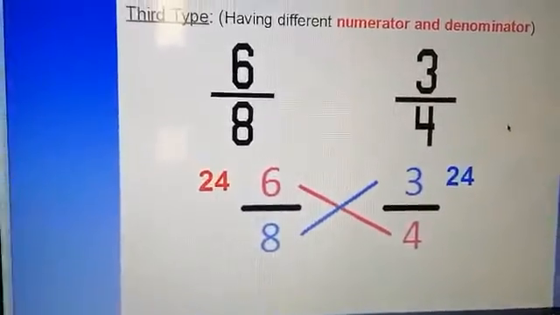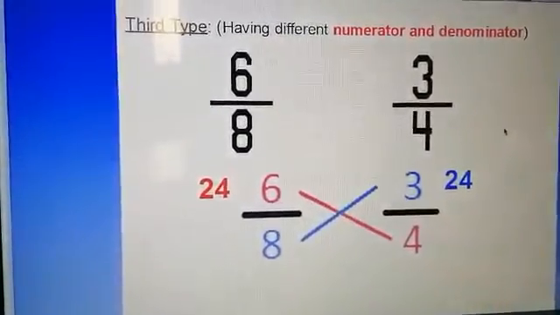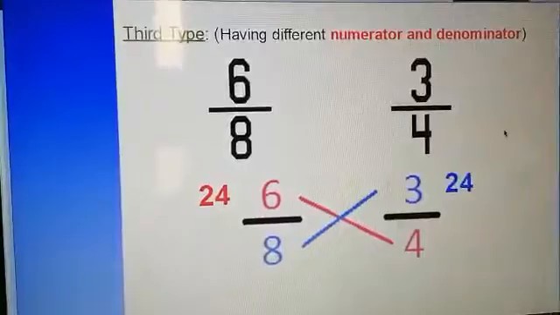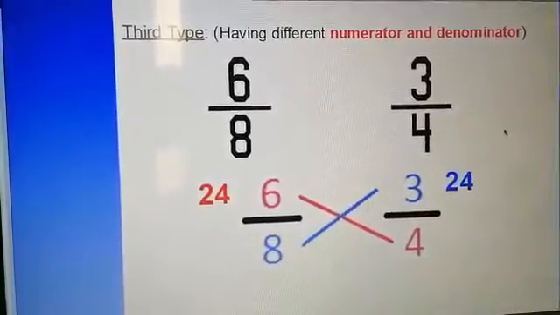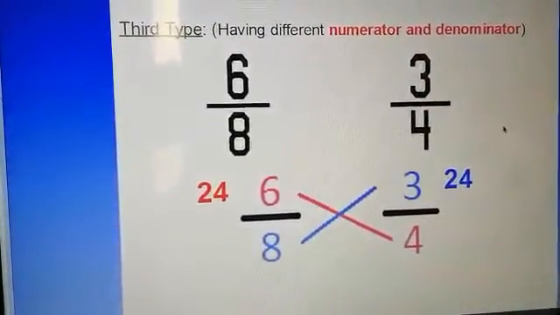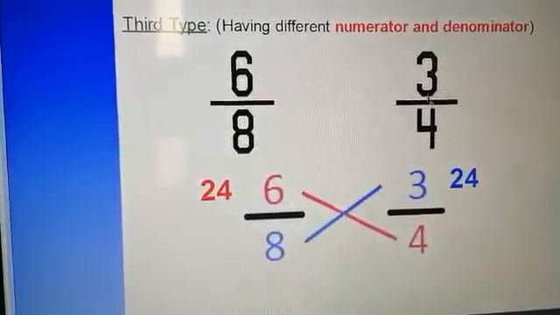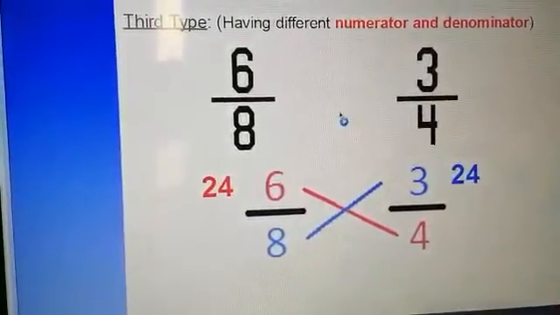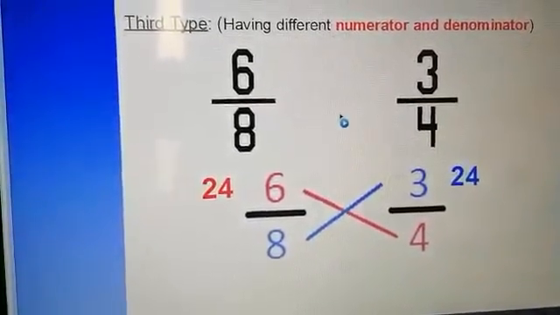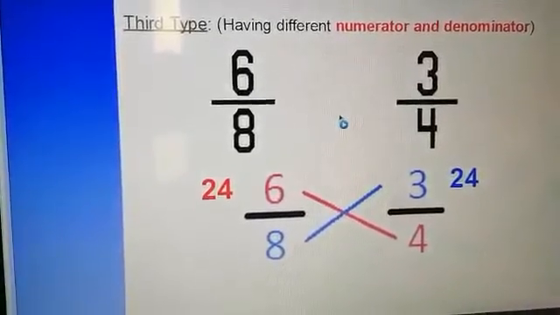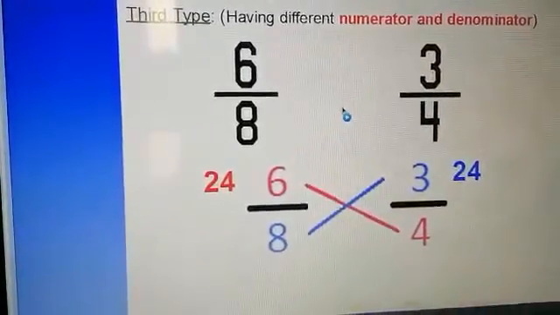Now, let us study the third and last type of fractions. If we have different numerators and different denominators, like this, 6 over 8 and 3 over 4. All the numbers are different. So how can we put the sign between these two fractions?